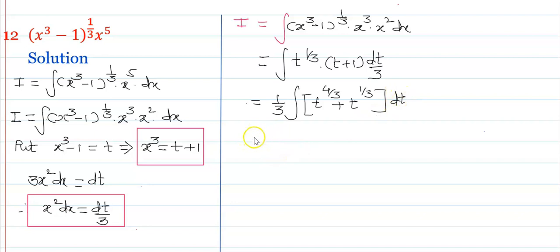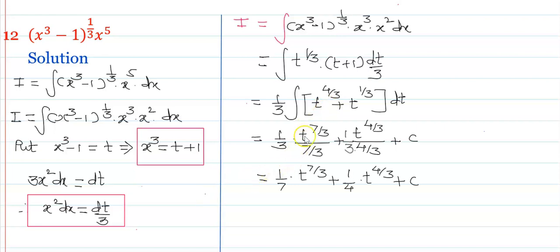Now the integration. T raised to 1 by 3, its integral is t raised to 4 by 3 plus 1 means what? T raised to 7 by 3 upon 7 by 3. And hence t raised to 7 by 3 upon 7 by 3, plus again 1 by 3 into the integral of t raised to 1 by 3. That is 1 by 3 plus 1, it's 4 by 3 upon 4 by 3. These 3 will get cancelled. And therefore you will get 1 by 7 t raised to 7 by 3 plus 1 by 4 t raised to 4 by 3.